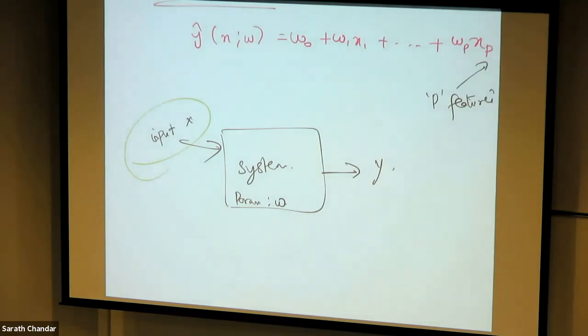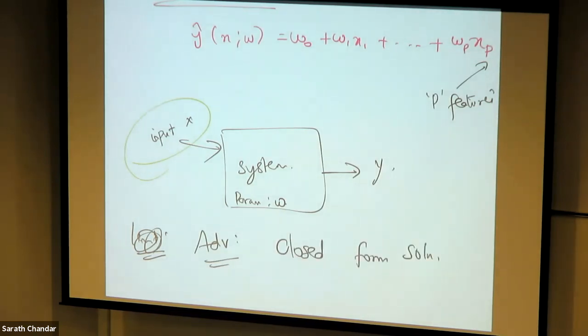The limitation of a simple linear model is that it is just a linear function. Okay, first of all, maybe I'll tell you the advantage. The advantage of a linear model is you have a closed form solution. It's very efficient to implement. However, the disadvantage is it is also a linear function of input.